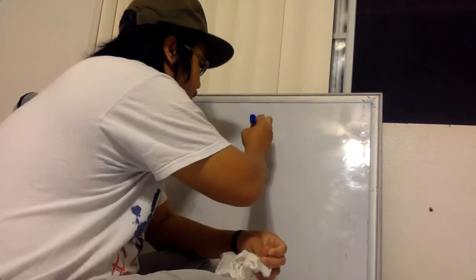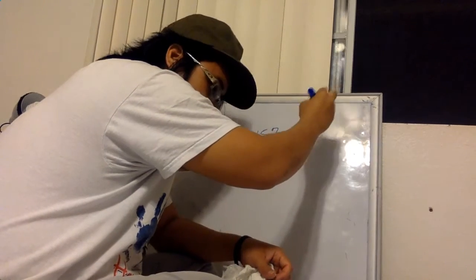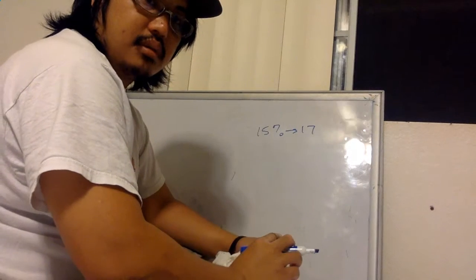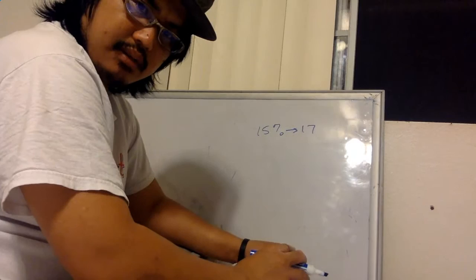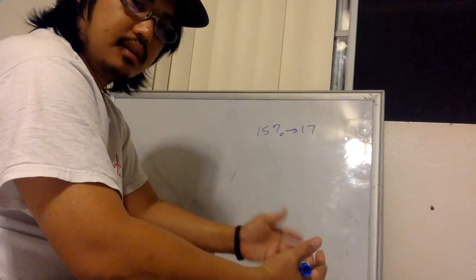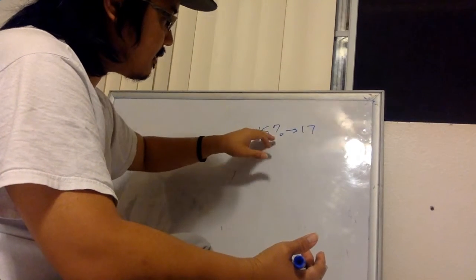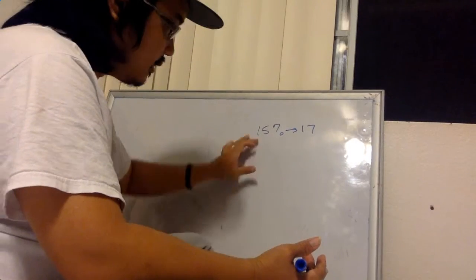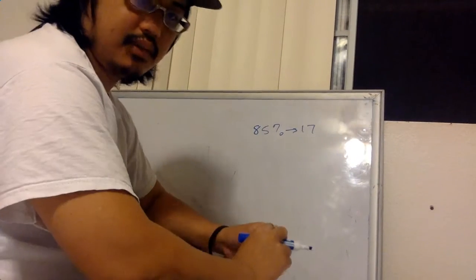A lot of people would do this. They would write 15% is $17. That's not true. They only wrote that because those were the two numbers that were given to them. They said it was reduced by 15%, it sold for $17. No, actually, $17 isn't 15% of the blouse. $17 is actually 85% of the blouse.